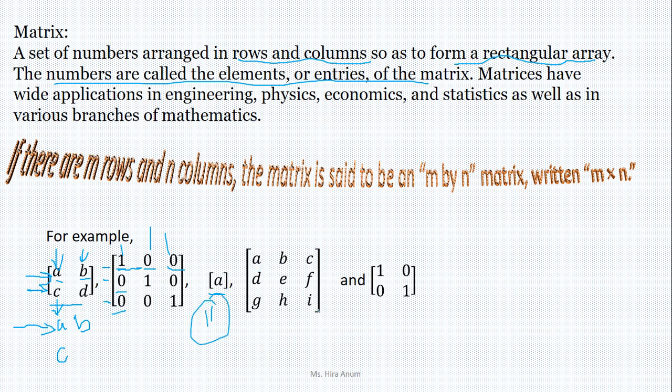You can see this is 1 row and 1 column. Here you can see 3 columns and 3 rows. You can write here 3 cross 3. You write firstly M cross N, where M denotes rows and N denotes columns. You can see this is 2 cross 2.